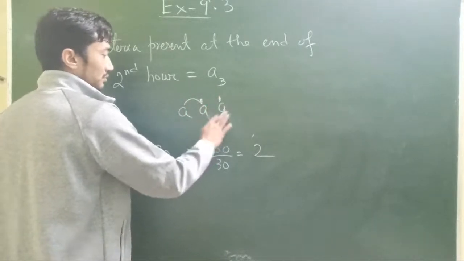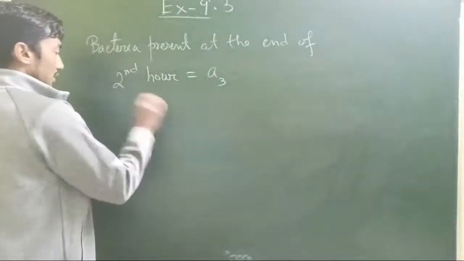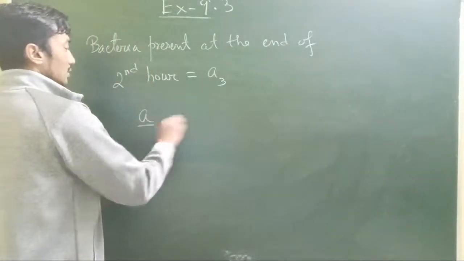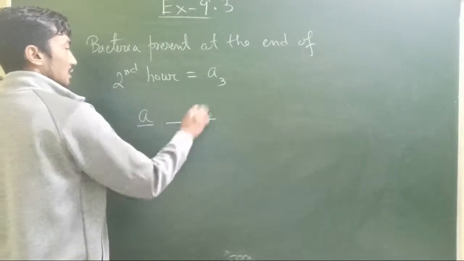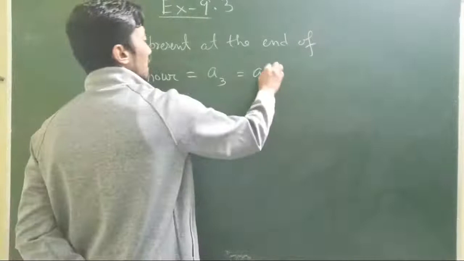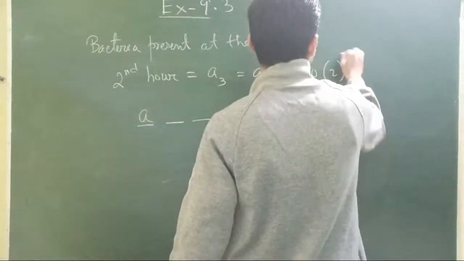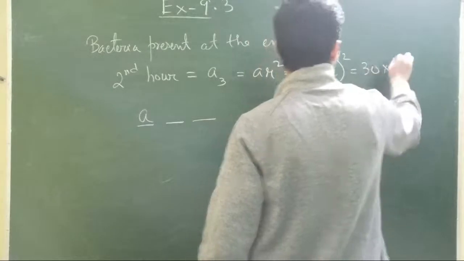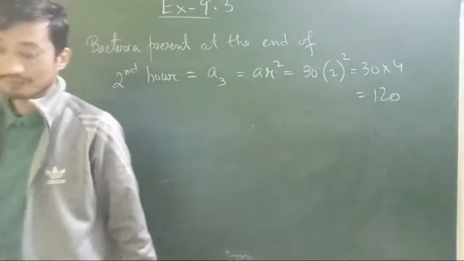So what am I doing then? 0th hour, right? First hour, second hour. So second hour is first term, second term, third term. So that's A r squared. So what was the value of A? 30. R was 2, squared. So like 30 into 2 squared, so that's like 120.